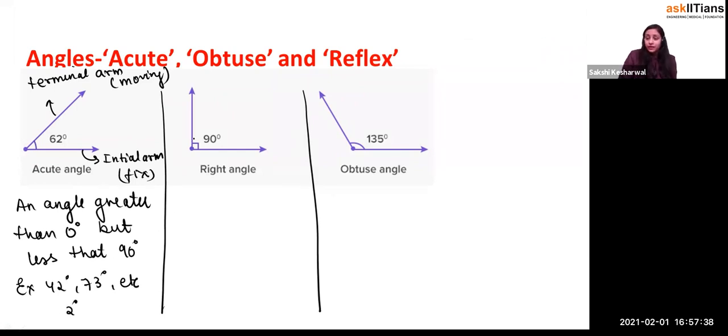What do you mean by a right angle? Now this is again an initial ray, the initial arm. Yes or no? This is the initial arm, and this is the terminal arm, right? So when the terminal arm and the initial arm are exactly at 90 degrees, the angle between them is 90 degrees, right? So that is known as a right angle.